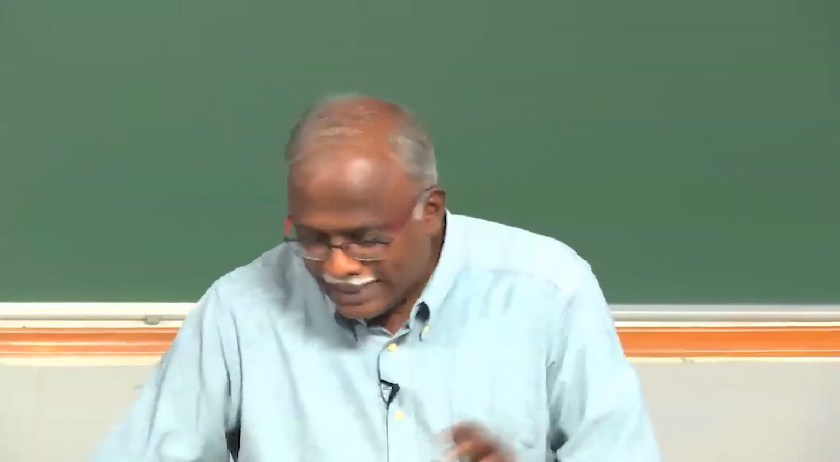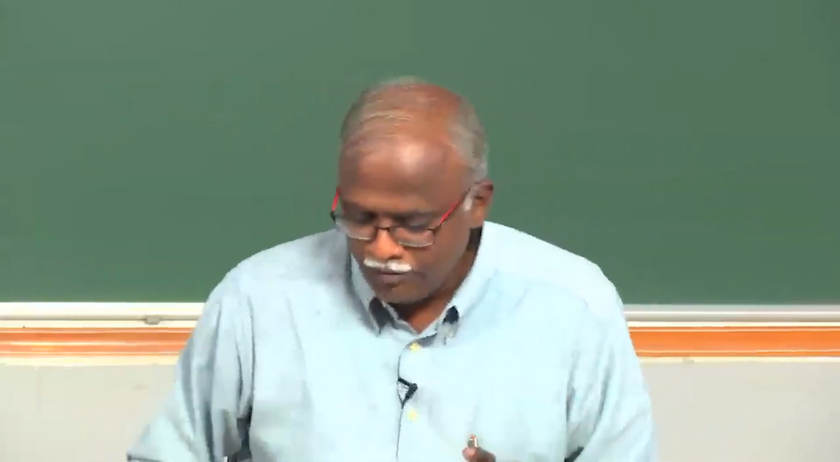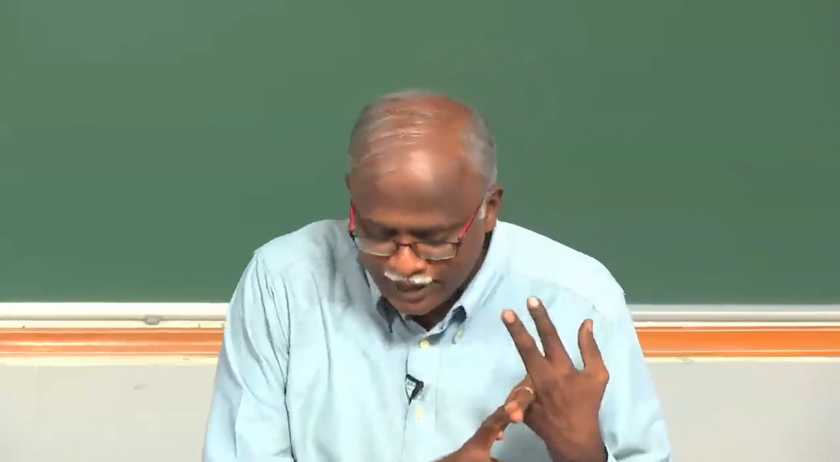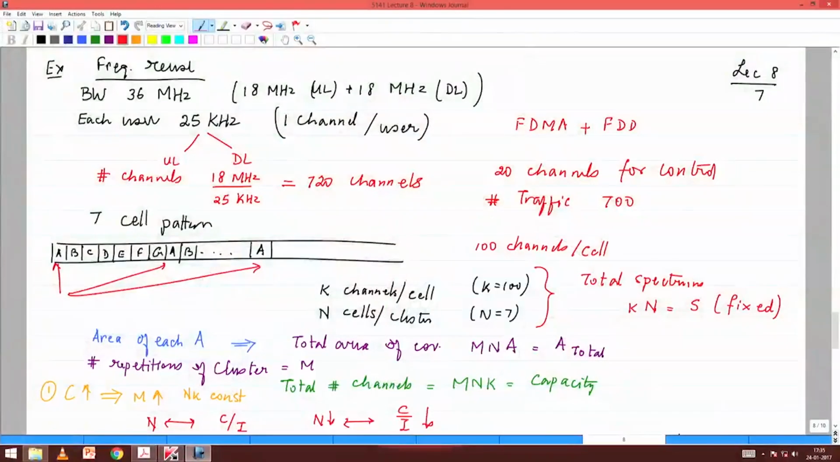What I need you to make sure that you are comfortable with is the number of channels per cell, the number of cells per cluster, the area, the cluster size, and the impact of C over I on these. There are several interesting interdependencies. I would like you to be familiar and comfortable with these aspects. Any questions on what we have talked about? Maybe there is some element that you want to clarify.